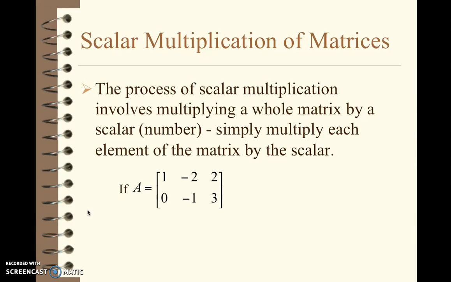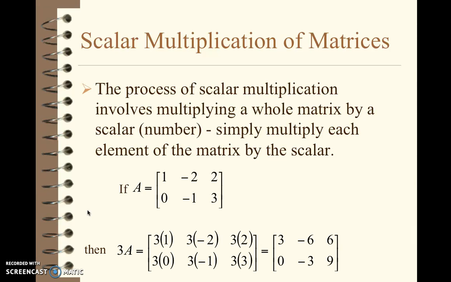So the example that we have is we've got matrix A, which contains the elements 1, -2, 2, 0, -1, and 3. And if we want to multiply A by 3, then what we're going to do is multiply each element within matrix A by 3. So you can see here we've got 3 times 1, 3 times -2, and 3 times 2. Then we go to row 2, we go 3 times 0, 3 times -1, and 3 times 3.